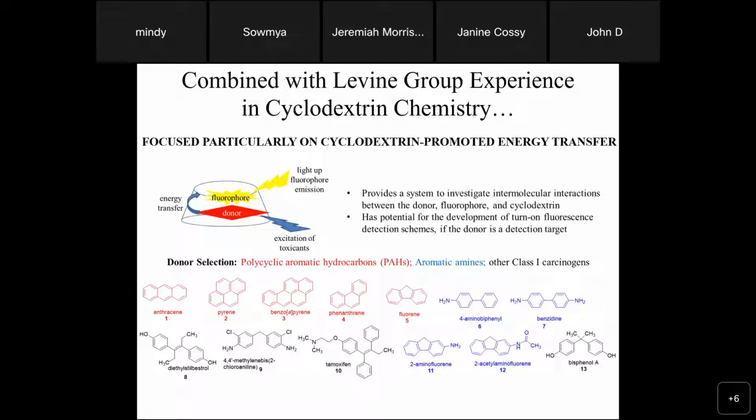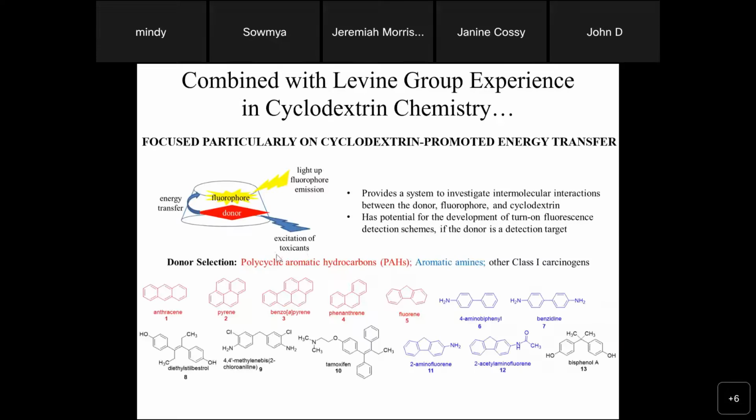Okay. Nonetheless, our work in cyclodextrin chemistry in the Levine group focused on the formation of non-covalent complexes inside that cyclodextrin cavity, and the subsequent use of those complexes as fluorescent chemical sensors based on the ability to bind both a donor and an acceptor in that cavity simultaneously, which results in proximity-induced energy transfer from the energy donor to that fluorophore acceptor.